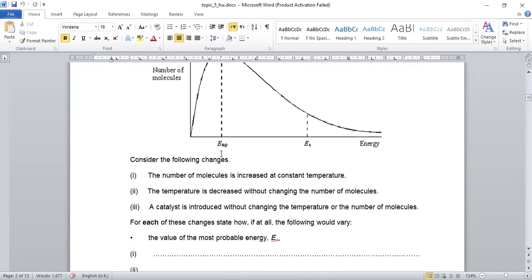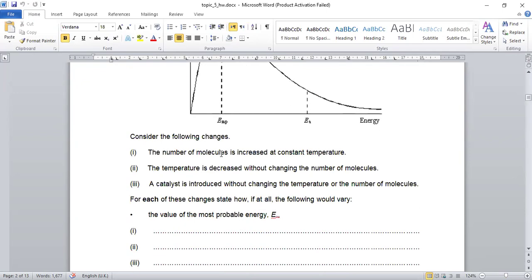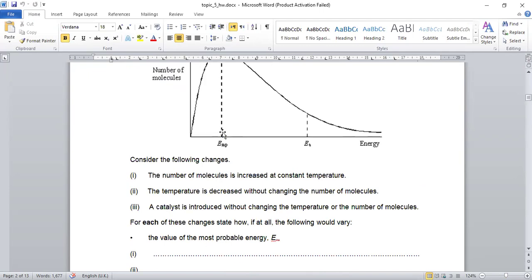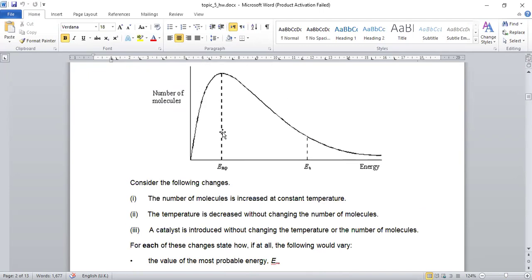The most probable energy, meaning how these changes will affect this area, the number of molecules which have the maximum amount of energy, EMP. How will these changes affect the value of the most probable energy or the maximum amount of energy?